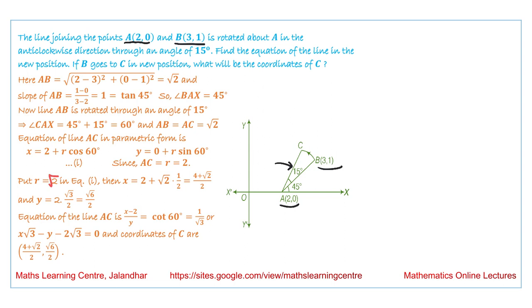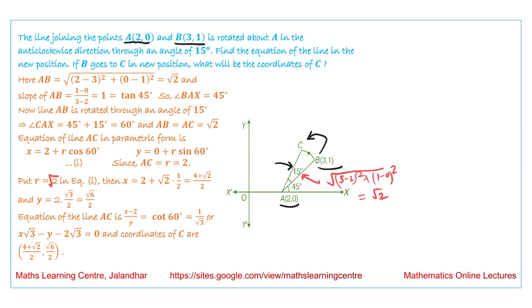Find the equation of the line in the new position. If B goes to C in the new position, then what will be the coordinates of C? So we are talking about this length AB. This length AB is the square root of (3 minus 2) squared plus (1 minus 0) squared. So the answer we get is equal to square root 2.